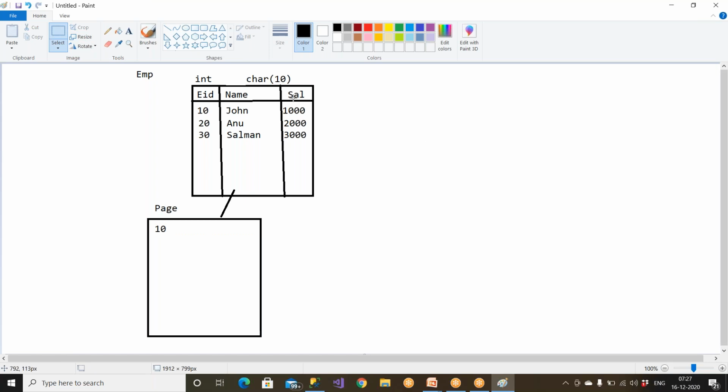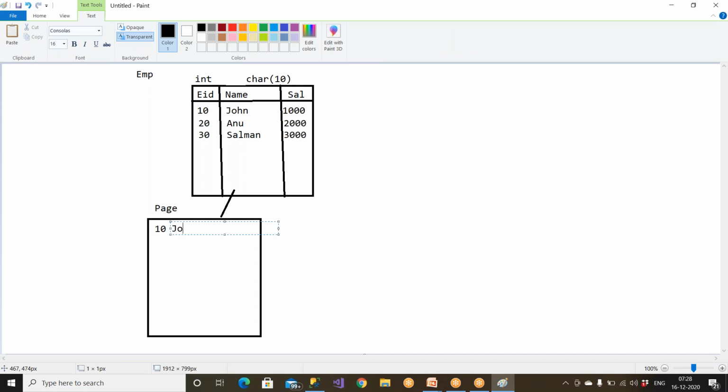Okay, if I have character written, what happens here? The 10 is going to be stored in the page. Next, you will have John. John occupies only 4 letters. Fifth, sixth, seventh, eighth, ninth, 10. Then after that, 1,000 will get stored. Clear? So whether you use all the data or not, it is going to give you 10 characters, but you're taking only 4 characters.